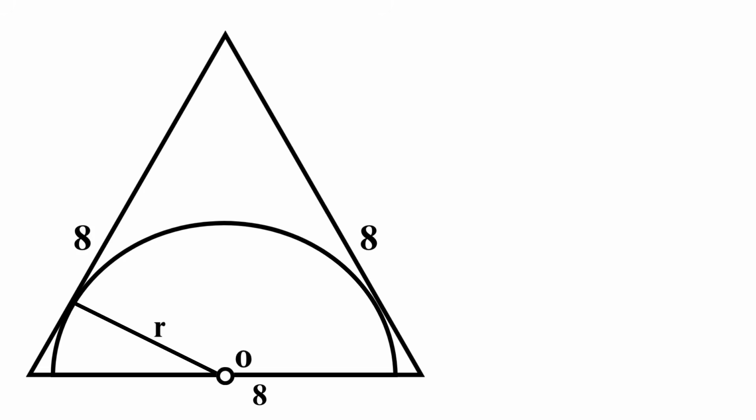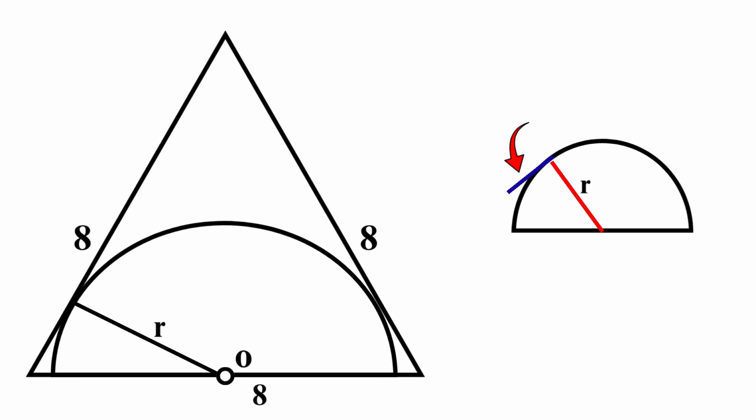Now here you need to know a key geometric fact: the radius of a semicircle is always perpendicular to the tangent line at the point of tangency. This means the angle between our radius R and the slanted side is exactly 90 degrees. So we now have a right triangle with 3 important values.